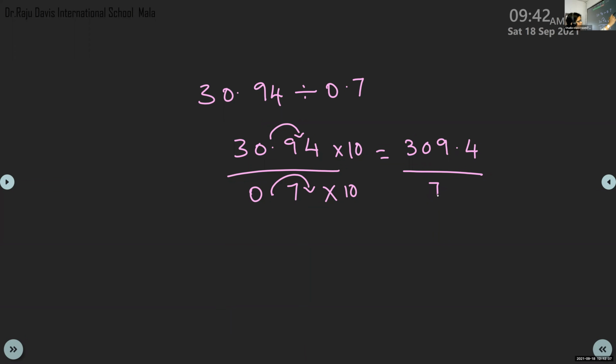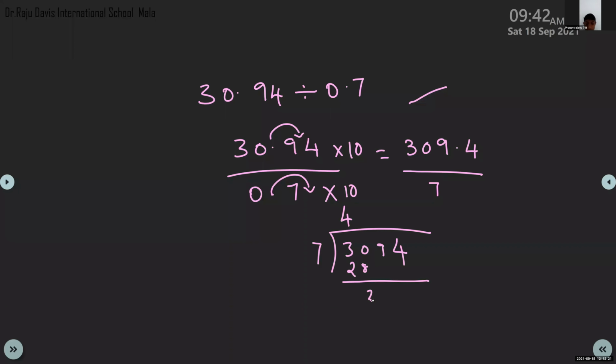Now we have to divide these numbers. 3094 divided by 7. 7 how many times in 30? 4 times, 28. Now remainder 2, then 9 comes down. 7 how many times in 29? 4 times, so we write 28. Then you subtract and get 14. 7 how many times in 14? 2 times, so 14. Then 0 you will get as the balance. So the quotient we got is 442.